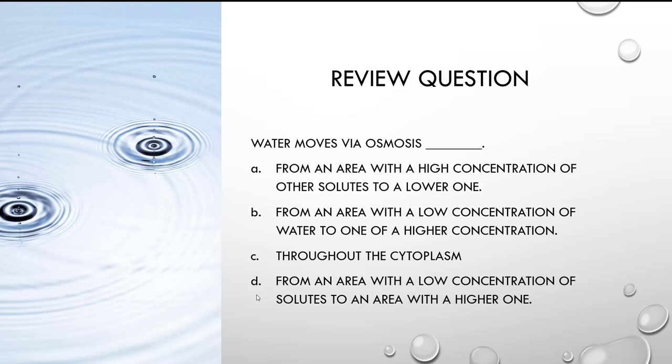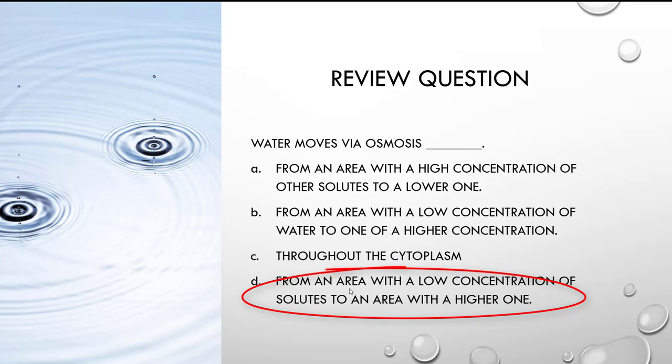So water moves via osmosis. So how does water move? If you chose D, I would agree with you. So remember D, we have a lower concentration of solutes, which means we have a higher concentration of water. So low concentration of solutes, high concentration of water, to an area of high solute, low water. Okay, so we just have to reword this. So D is the correct answer. It's not A, because if we had a high concentration of solutes, that means we have low water. And water is not going to move from low water to high water. That would be against its concentration gradient. Okay, so D is the correct answer.